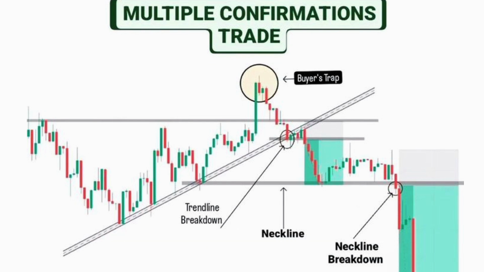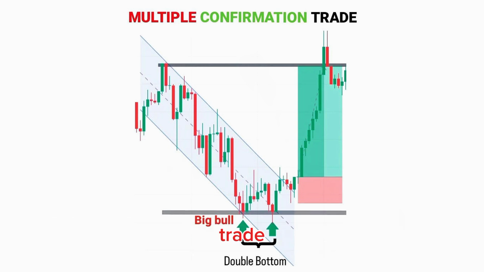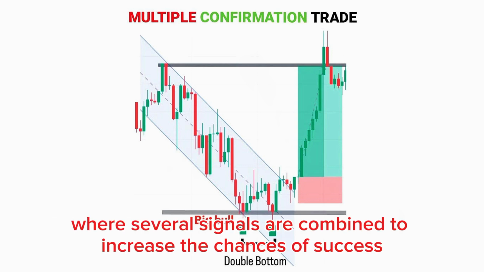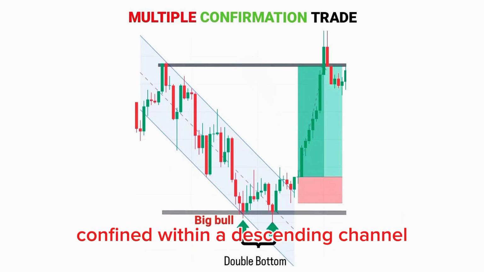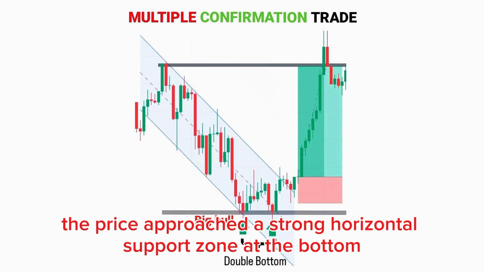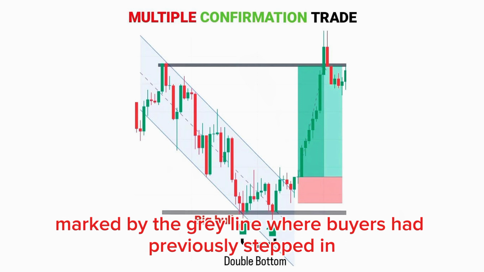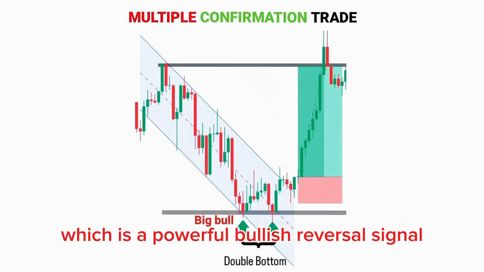This chart represents a classic example of a multiple confirmation trade, where several signals are combined to increase the chances of success. At the start, we can see that the market was moving in a clear downtrend, confined within a descending channel, consistently making lower highs and lower lows. Eventually, the price approached a strong horizontal support zone at the bottom, marked by the gray line, where buyers had previously stepped in. At this zone, the price formed a double bottom pattern, which is a powerful bullish reversal signal.